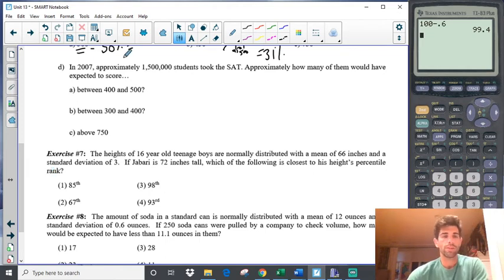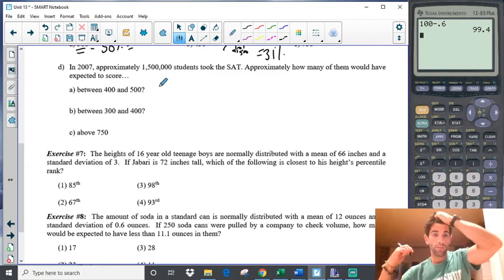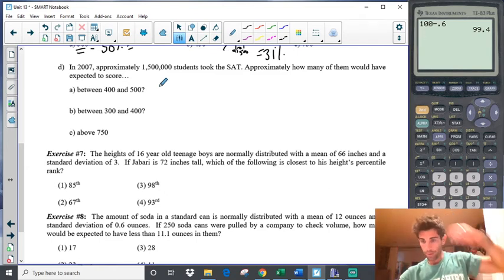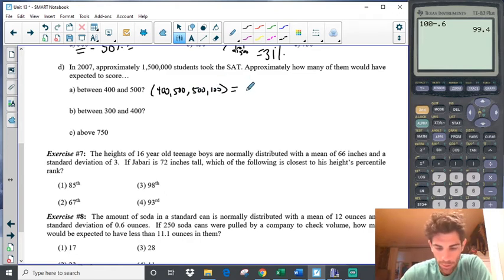Alright, so in 2007, approximately 1.5 million people took the SATs. Approximately how many of them would have been expected to score in a given range? Okay, so this is your normal CDF. You need to figure out what percent of the students were in that range. So my lower bound was 400, my upper bound was 500, my mean was 500, and then it was 100. Then you got 34.1. Now this is the percent, but now they want to know how many people.